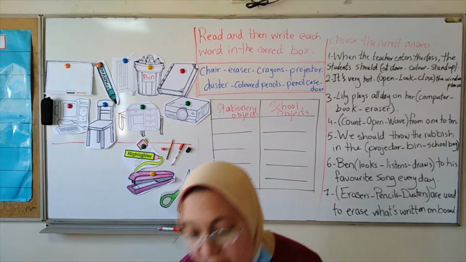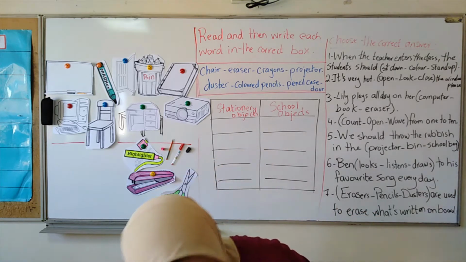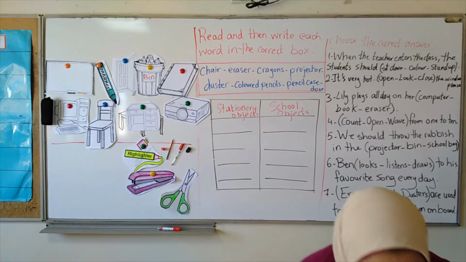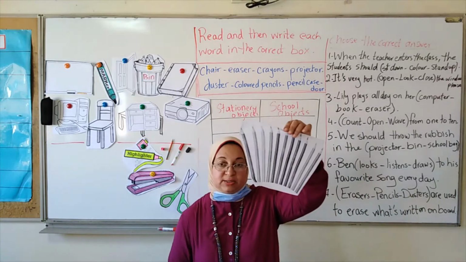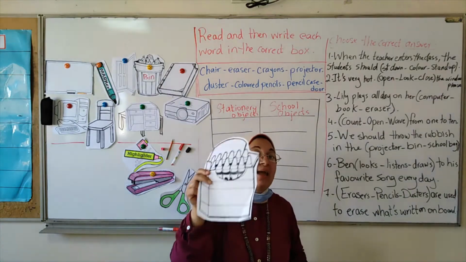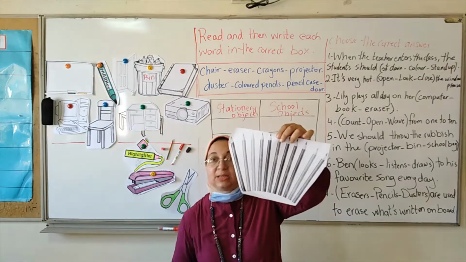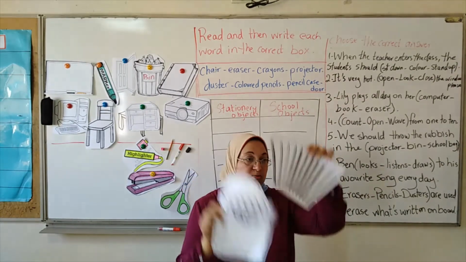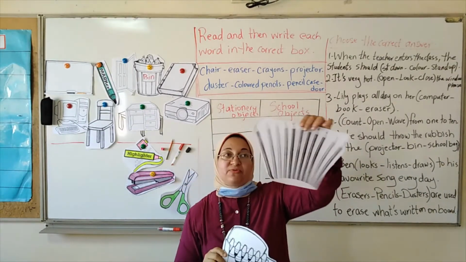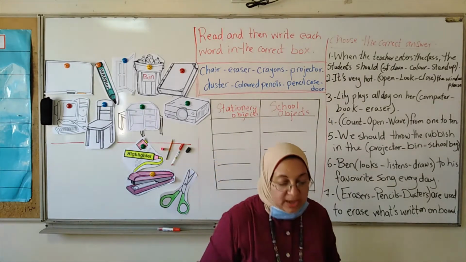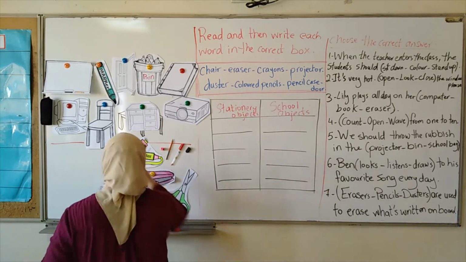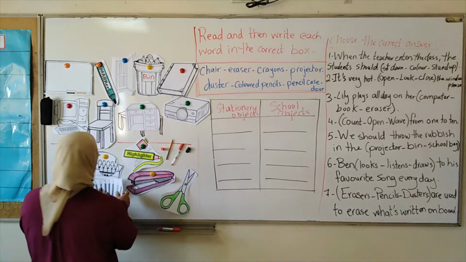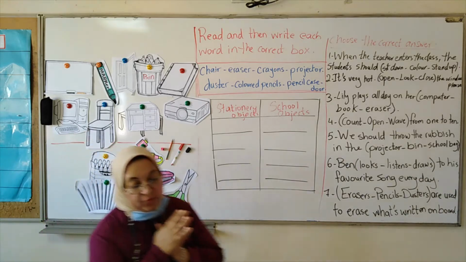Do you know what these things are? This is called, we have here colored pencils and we have crayons. I use both of them to color. So we have colored pencils and we have crayons. Both of them, we just use them to color.